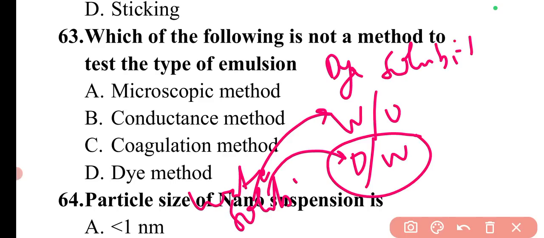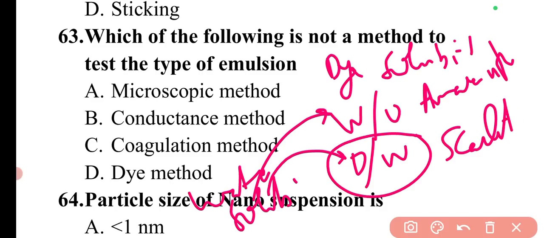We can check what the examples of water soluble dyes are. For example, the amaranth dye. Amaranth dye is a water soluble dye, and scarlet dye is an oil soluble dye. So these two examples you can remember.